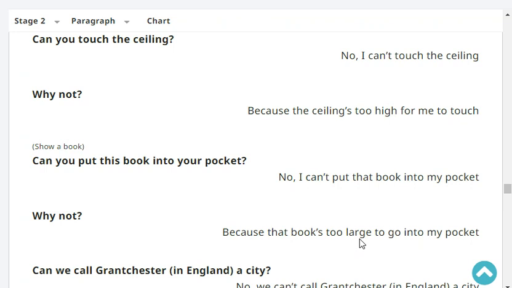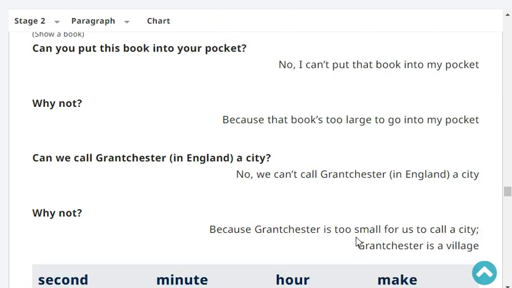Very good. Can you put this book into your pocket? No, I can't put that book into my pocket. Why not? Because that book's too large to go into my pocket. Oh, sorry, one more. Because that book is too large to go into my pocket.